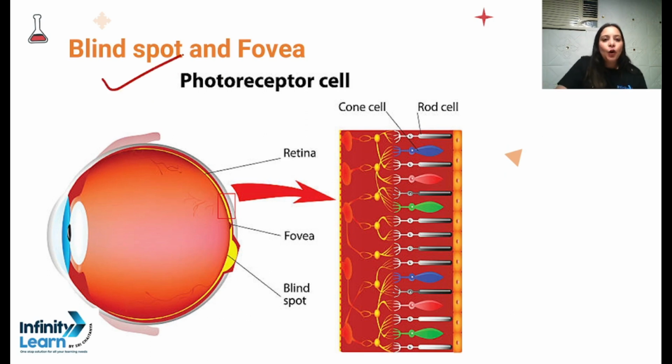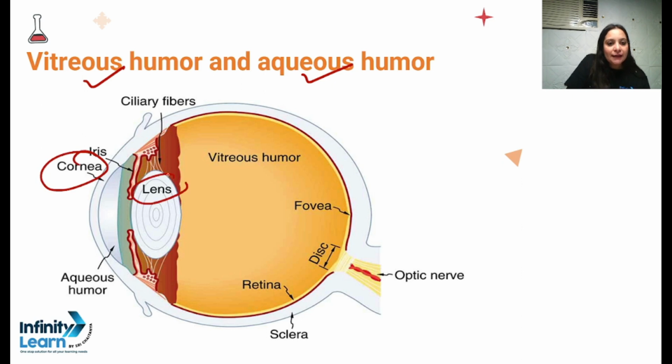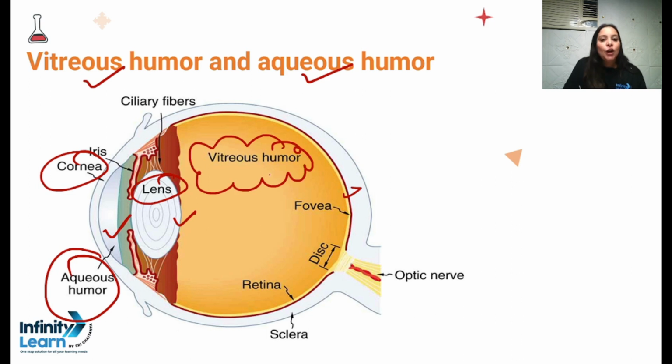So, the blind spot and the cone cells and rod cells that we have already discussed, I hope you have understood it. Now, let's talk about two fluids which are present inside the eye, vitreous humor and aqueous humor. Between the cornea and the lens, there is a fluid which is called aqueous humor. And there is a fluid present between the lens and retina, which is called vitreous humor. So aqueous humor is present in the anterior part of the eye and vitreous humor is present in the posterior part of the eye.